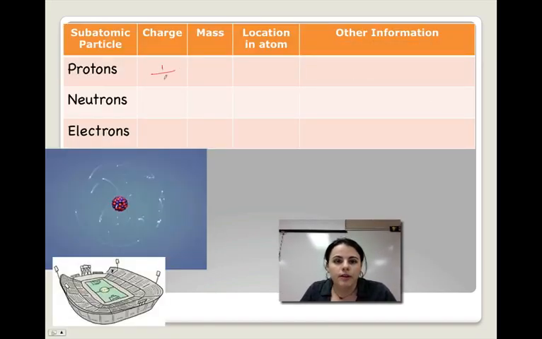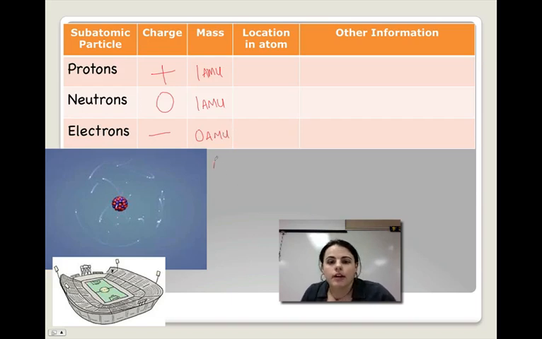Protons, you should have found out in your reading that they have a positive charge. Neutrons don't have a charge. They are neutral. Electrons have a negative charge. The mass of a proton is 1 AMU. The mass of a neutron is 1 AMU. And the mass of an electron is nothing. Okay.